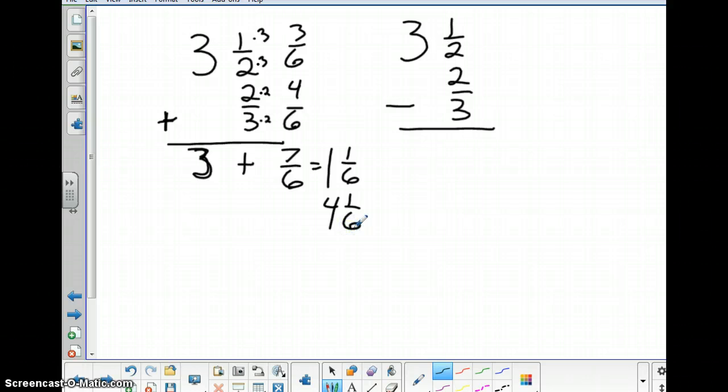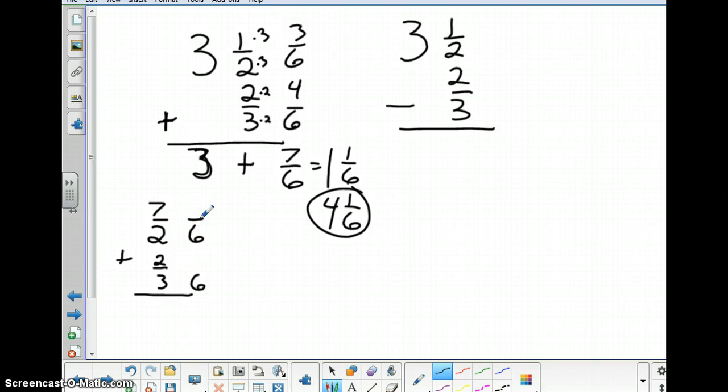So another way of doing it is to turn the 3 and 1/2 into an improper fraction. 3 times 2 is 6 plus 1 is 7. That gives us 7/2 plus 2/3. And again, we need to find a common denominator. Our common multiple, the least common multiple, is 6.